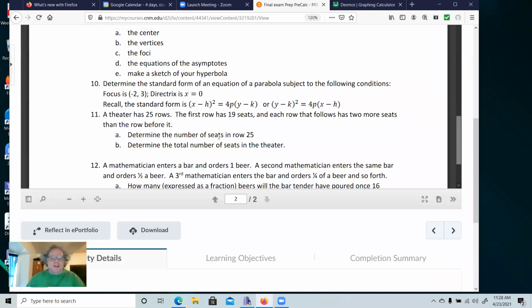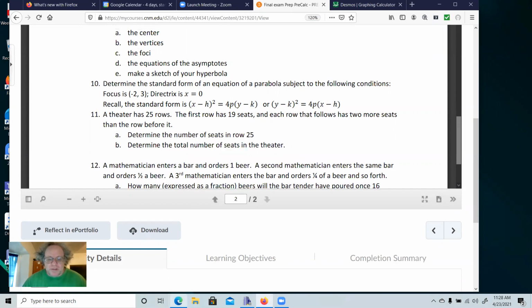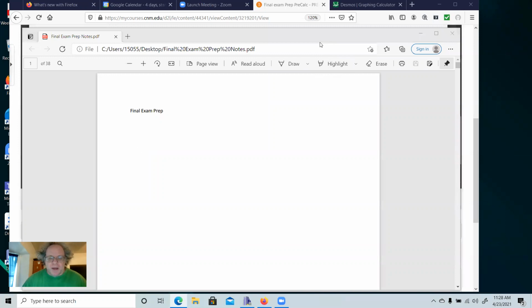This is number 10. We have to determine the standard form of an equation of a parabola subject to the following conditions. We have a focus at (-2, 3), and we have a directrix at x equals 0. So let's go ahead and do that.